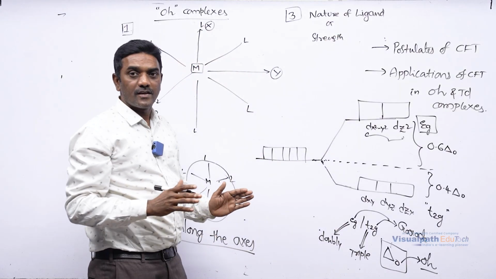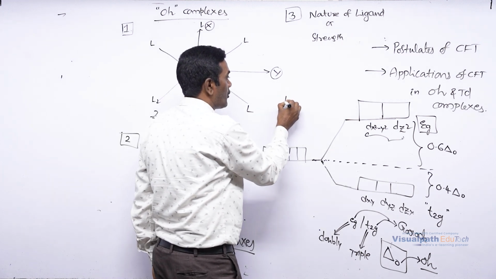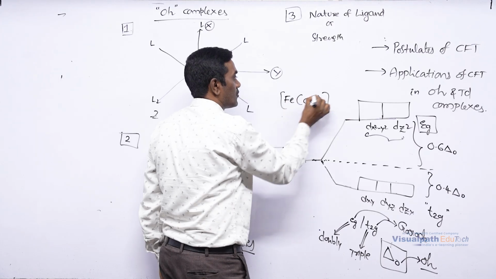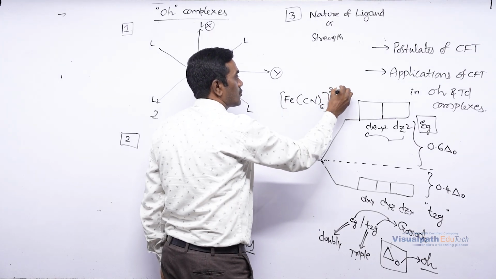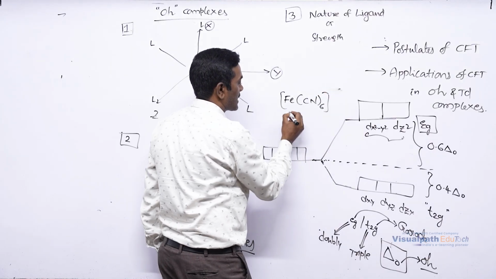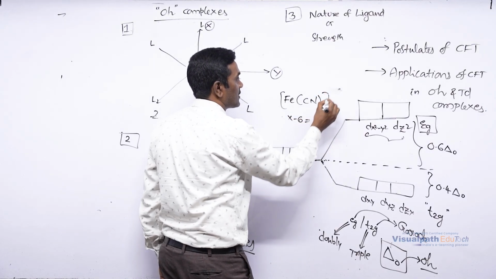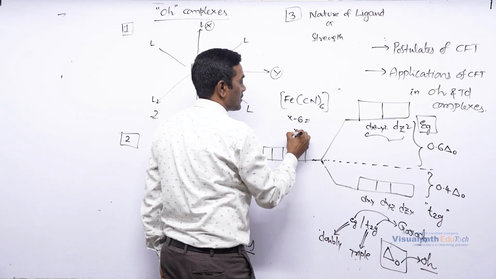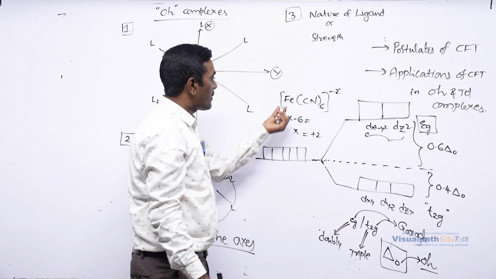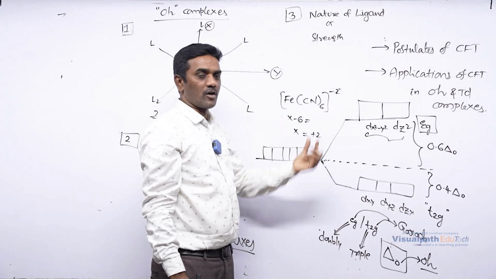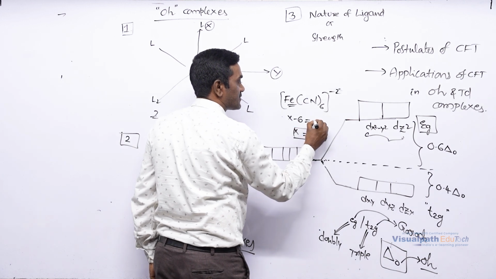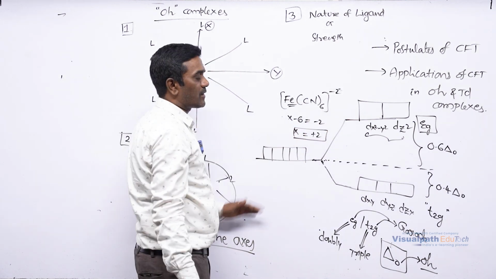For example, I am going to take one example, Fe(CN)6 2 plus. X minus 6 plus 2. It's supposed to be plus 2, right? So that means it's minus 2. If I am taking the Fe(CN)6 minus 2 complex, in which the metal is going to have plus 2 oxidation state. Metal is going to have plus 2 oxidation state.